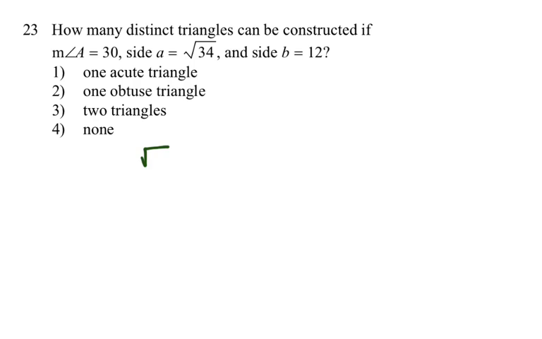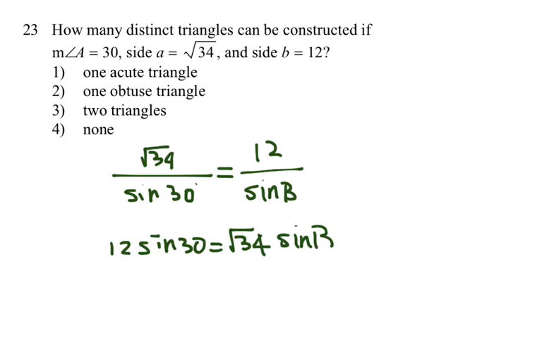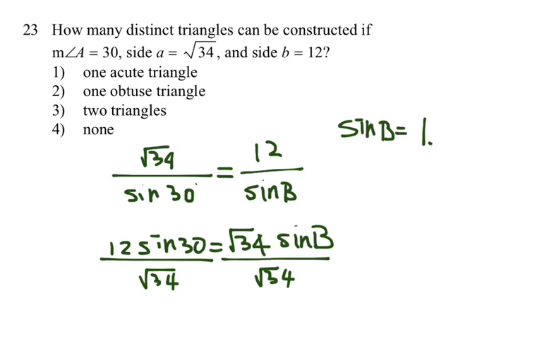In this case, we can use the law of sines. Side a over sine of A, which is 30 degrees, is equal to side b, which is 12, over sine of angle B. Once you cross multiply, we get 12 sine 30 equals radical 34 sine B. Then you can easily see that sine of B, by calculating this value, has to be equal to 1.029, but you realize that sine of B cannot be greater than 1, so this is not possible. That means we cannot create any triangle.